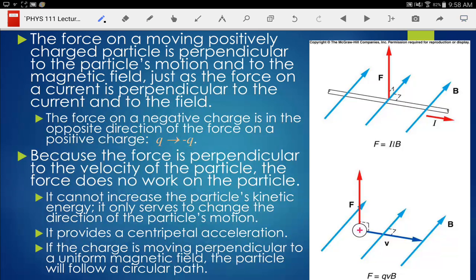So here are just examples of the force. One thing that's very interesting about the magnetic force, it's always perpendicular to both the magnetic field and the velocity or current.